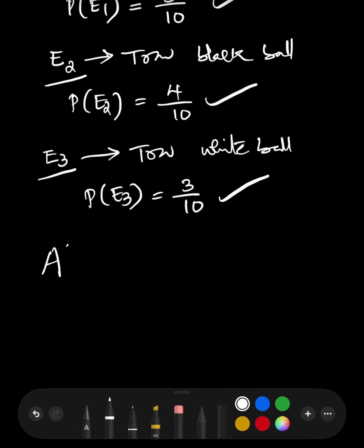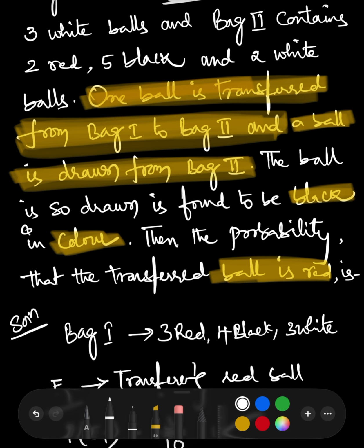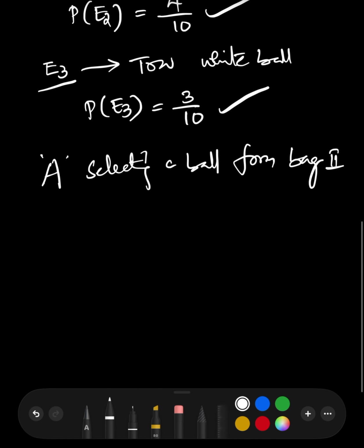So let A be the event which is associated with all the three events. A will be selecting a ball from bag 2, because after the events E1, E2, E3, immediately we have to draw a ball from bag 2, and that ball should be black in color. We already know that A is the event which is associated with all the three events E1, E2, E3.